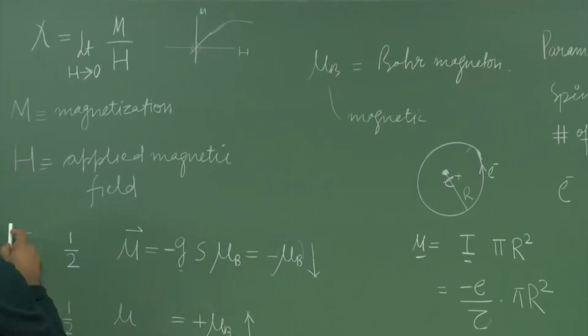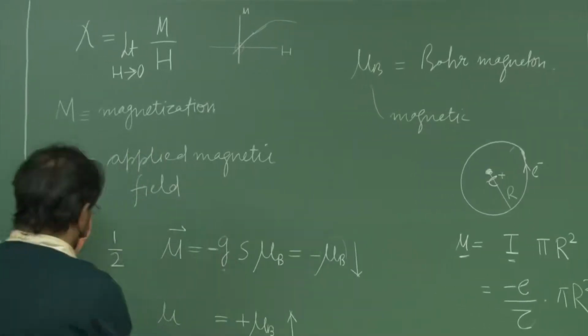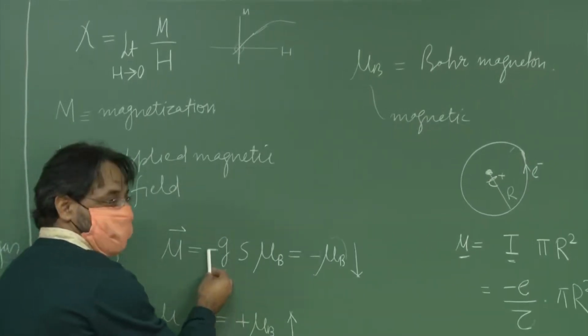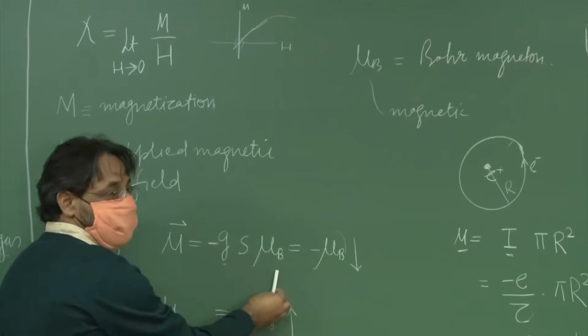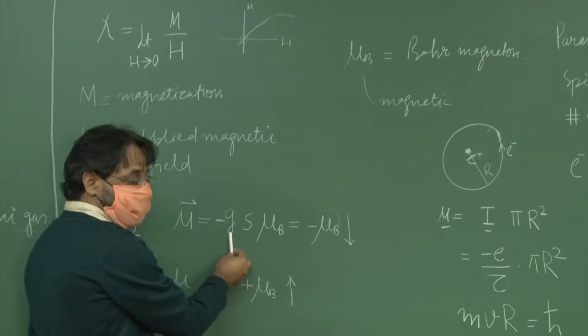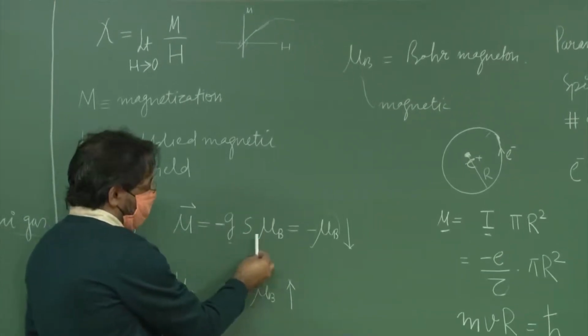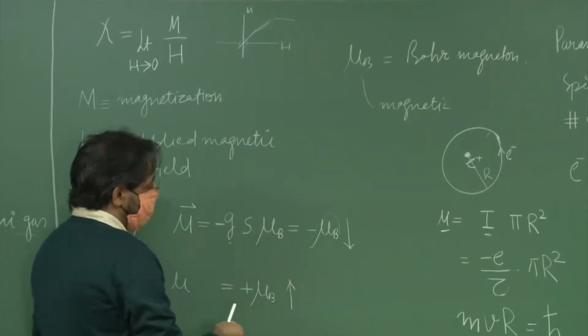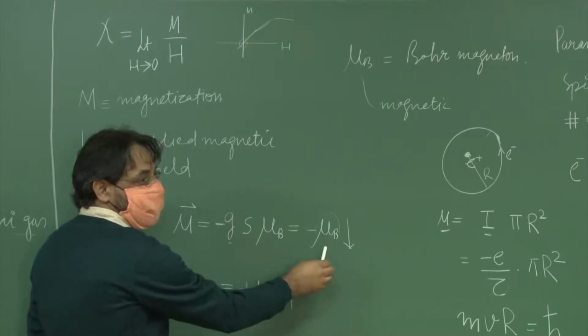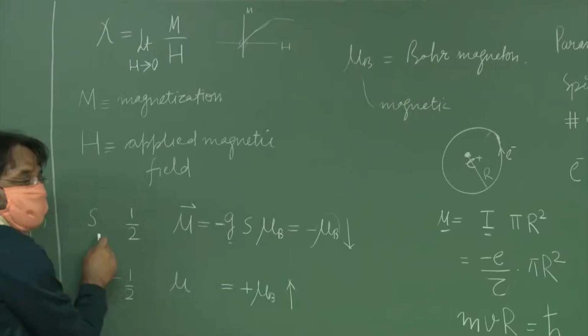Now, coming back to the electron. When the electron has a spin 1/2, its magnetic moment is given by minus g s mu b, where g is the Landé g factor, which is 2 for an electron, s is 1/2 and mu b is the Bohr magneton. So, the magnetic moment of the electron would be minus mu b when the spin is plus 1/2.